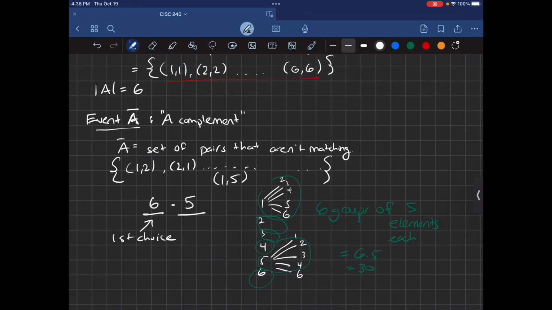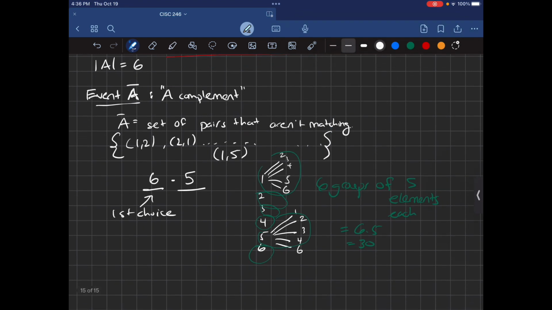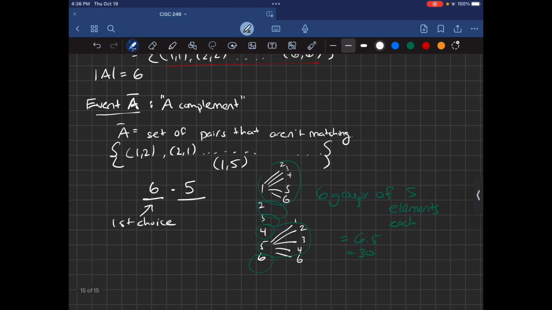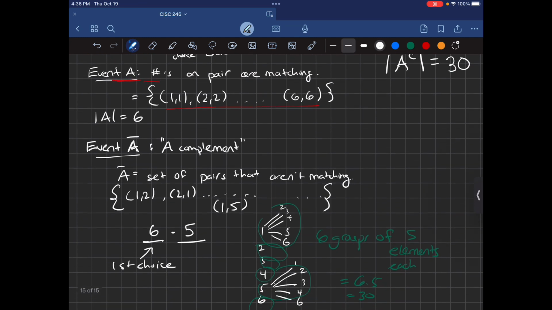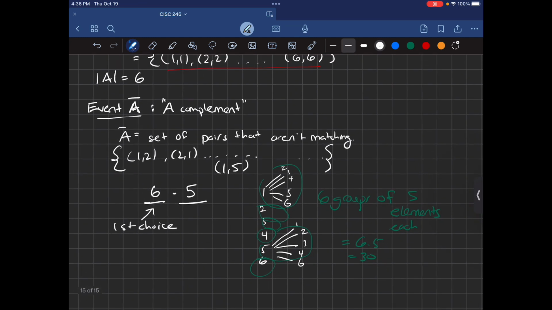All right, and I believe that's going to be it for this video. In the next video, we'll start talking about probability functions on sets, and in particular probability in an equally likely setting. I'll see you in the next video.